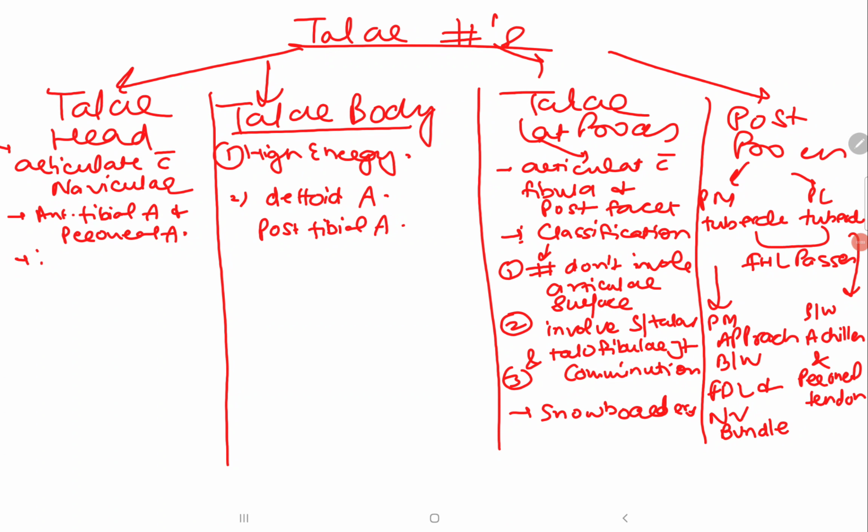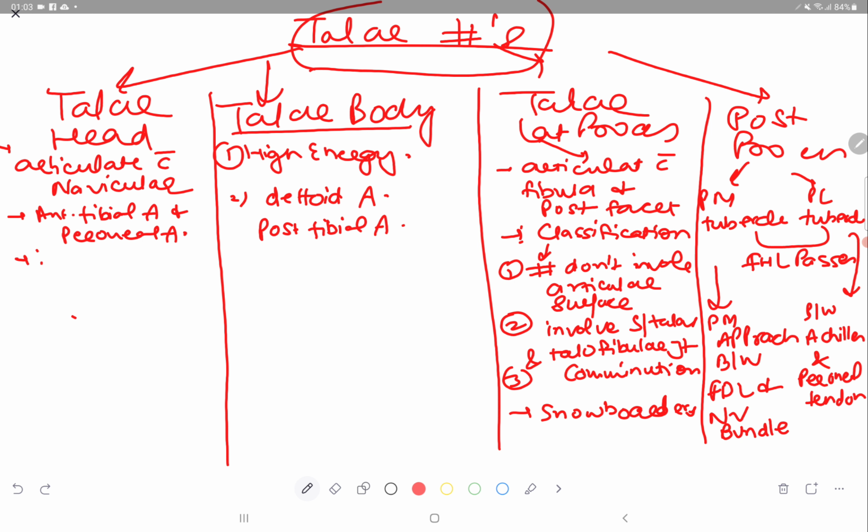So today we will talk about talar fractures, except talar neck fractures. Talar fractures include talar head, talar body, lateral process, and posterior process fractures. The most common talar fractures are talar neck fractures. After that come talar body fractures and posterior and lateral process fractures.